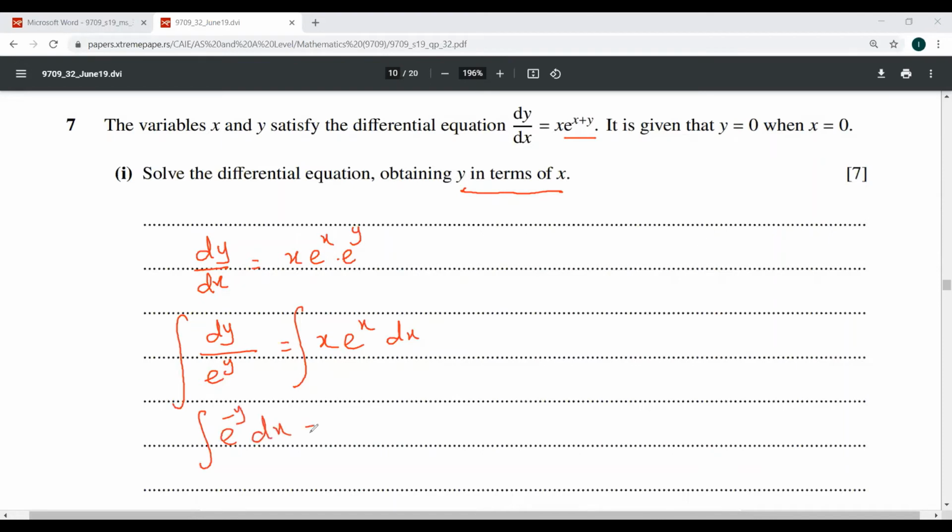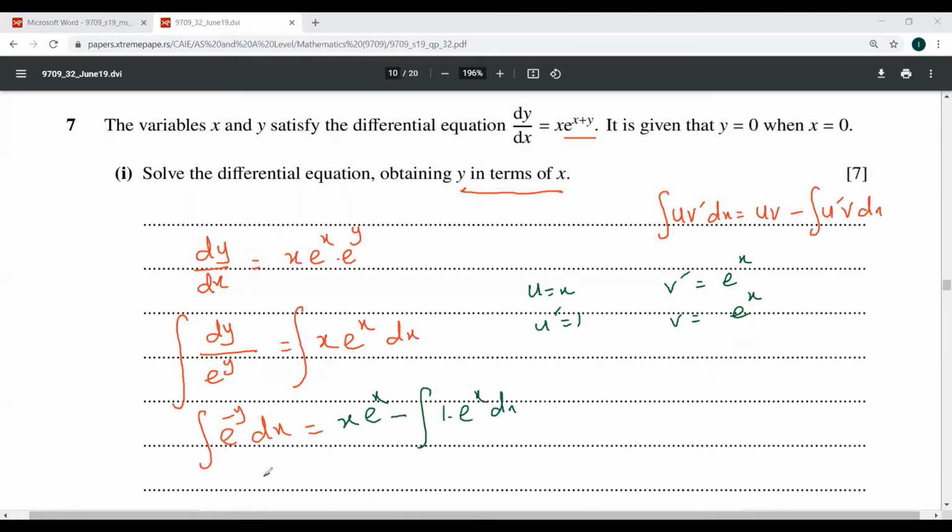And how would you be integrating the right hand side? Yeah, integration by parts. So it's good to write that formula for the integration by parts. The integral of u v dash is u v minus the integral of u dash v. So for this our u is x and our v dash is e raised to power x. So u dash is going to be 1 and v is going to be e raised to power x. Now this is going to be x e raised to power x minus the integral of 1 times e raised to power x dx. So this becomes e raised to power minus y over minus 1. I can write it as minus this. This is x e raised to power x and then minus e raised to power x. This is the time when I can write plus c here because the integration is over.